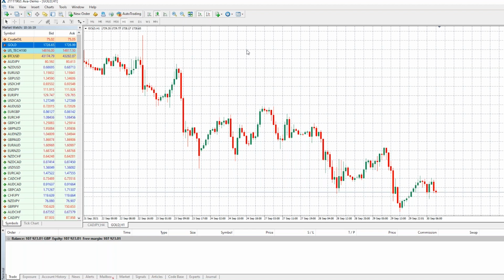Gold. So let's look at gold since the chart is up. And I'll take suggestions as well if there's something that you want to look at.